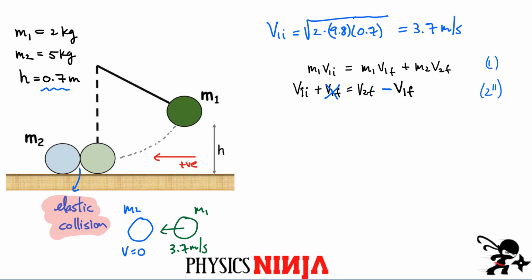Okay. What I want to do now with equation 2 is, all of these terms have masses. So in order to simplify, I'm going to multiply the entire equation 2 by M1. So it looks like something like this. This is M1, V1 initial, and that has to be equal to M1, V2 final minus M1, V1 final. Okay, now let's not forget our first equation over here.